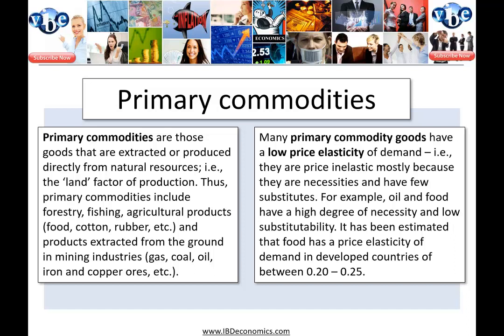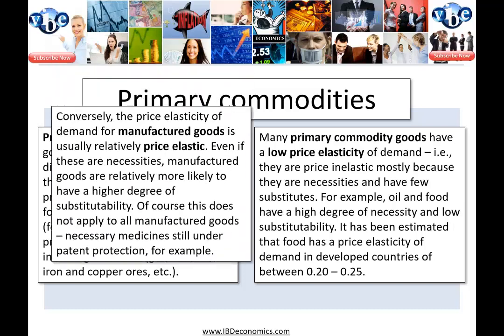Now, many primary commodity goods have a low price elasticity of demand. They are price inelastic mostly because they are necessities. There are few substitutes. So, for example, oil and food have a high degree of necessity, low substitutability. So it's been estimated that food has a price elasticity of demand in developed countries of between 0.2 and 0.25, and we know that's relatively inelastic. It's not even approaching the unit elasticity of demand of 1.0. So inelastic demand for food, primary commodities.